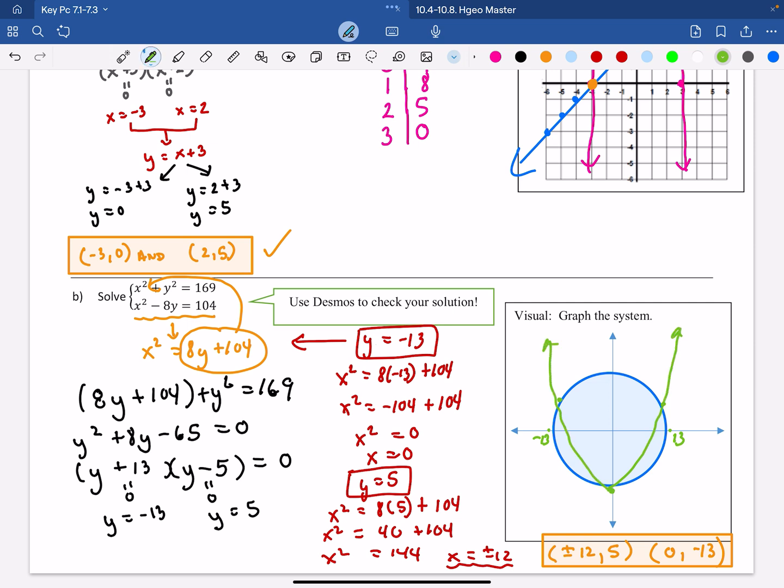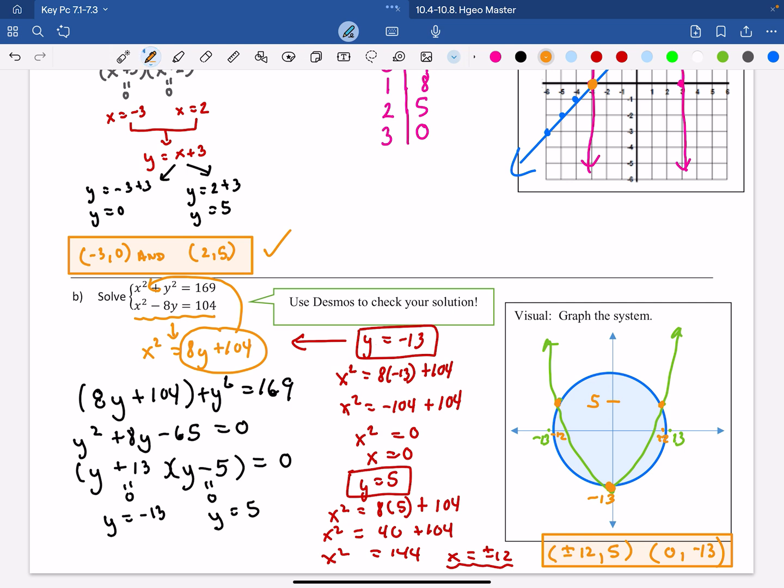And you have down here, negative 13, 0. So there's one intersection point. And then you have your plus or minus 12 and 5. So that would be like a 5 and all the way at 12, about right here, negative 12 and a positive 12. Okay, so using tools is beautiful, again, to check your work.